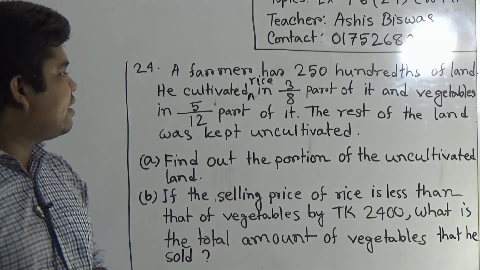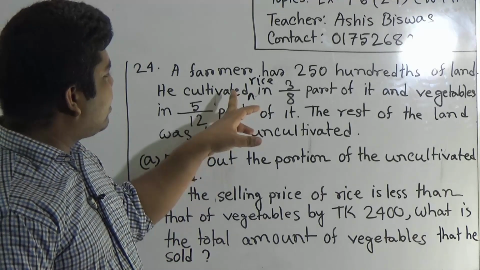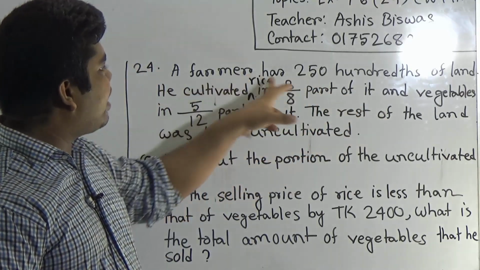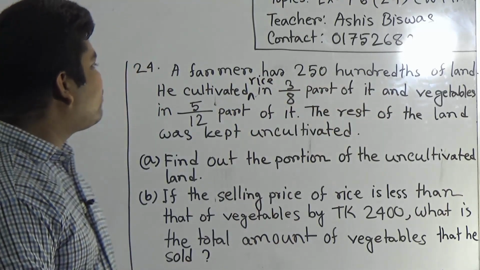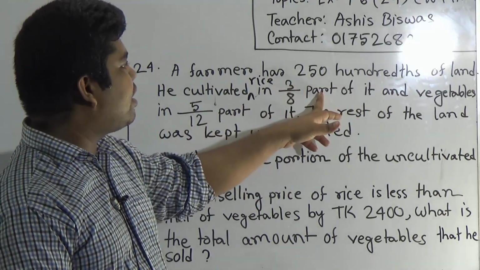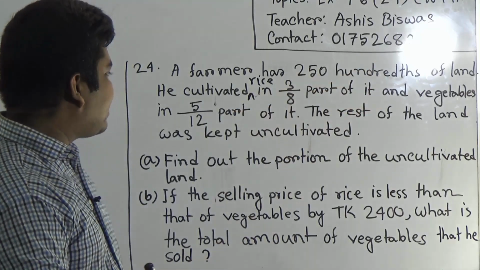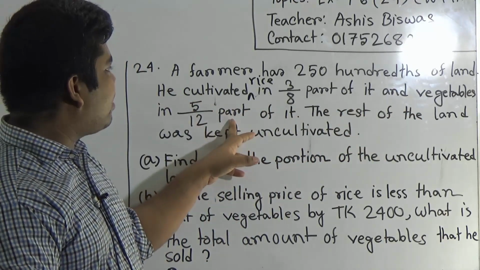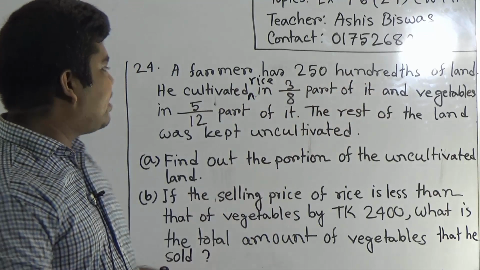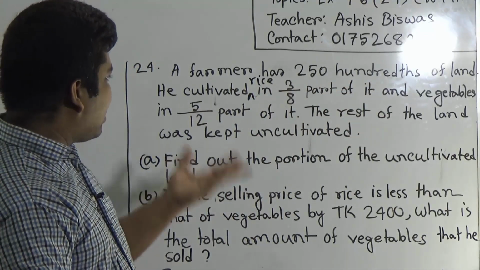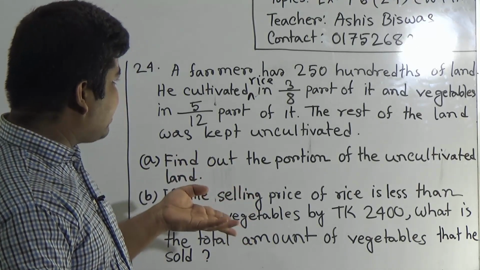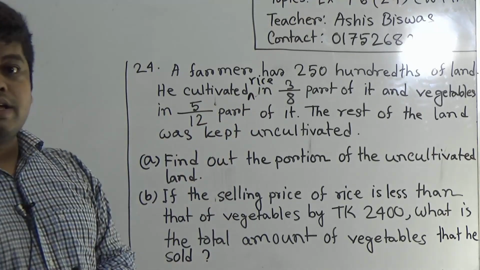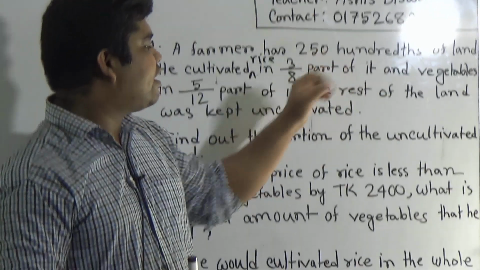How can we find out the answer? First of all, he cultivated rice in 3/8 part of it, but here the farmer has 250 hundredths of land. So first of all we convert this 3/8 part into hundredths. After that we also convert the vegetables in 5/12 part into hundredths. After that we add the parts of land in which in total he cultivated rice and vegetables. After that we subtract that summation from the total land and we get the answer.